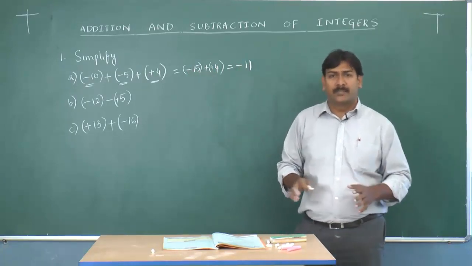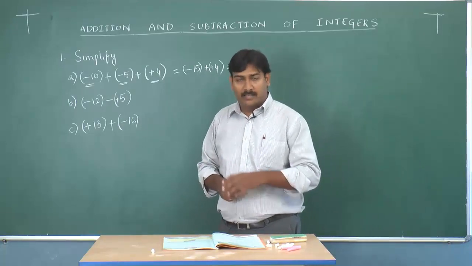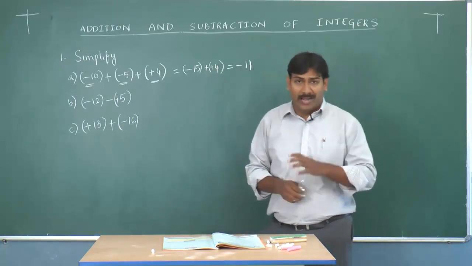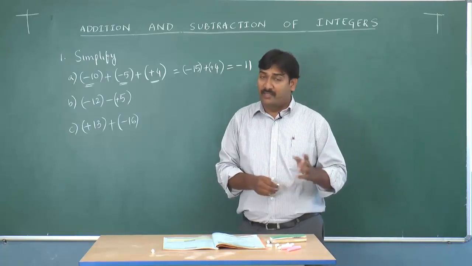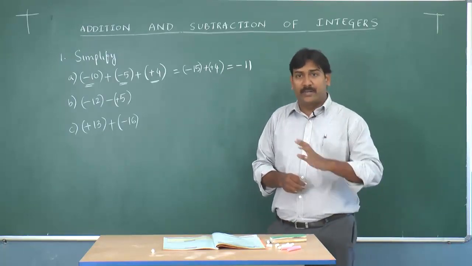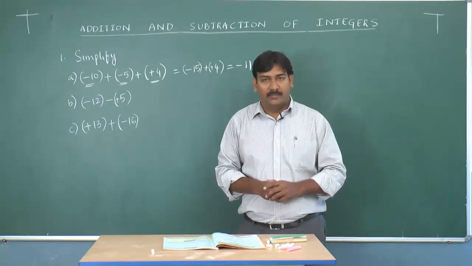So this rule is simple. Whenever the signs are the same, either negative or positive, you add the integers. If the signs are opposite, you take the difference of the numericals and always place the sign that the greater numerical has. That completes our problem.